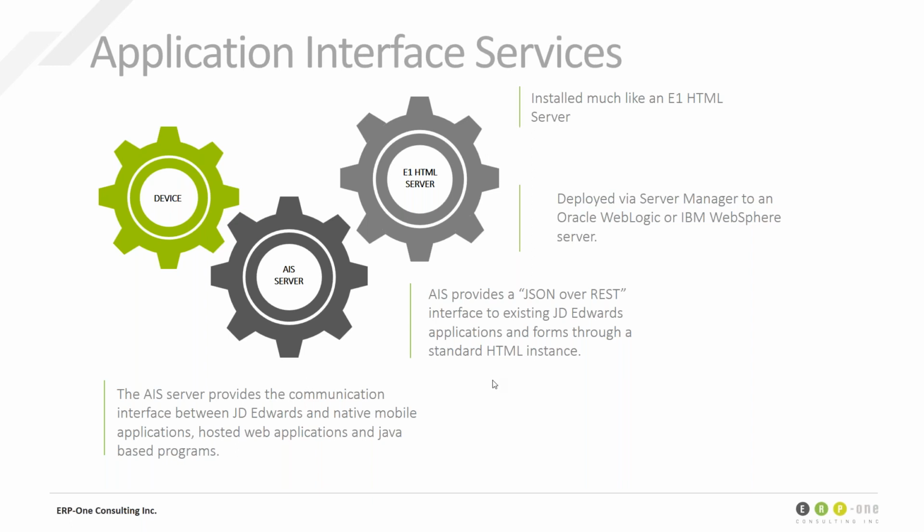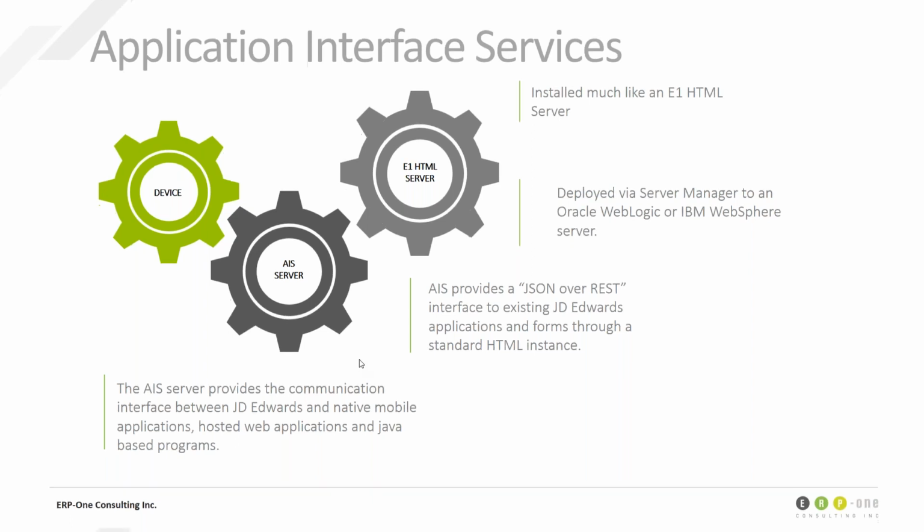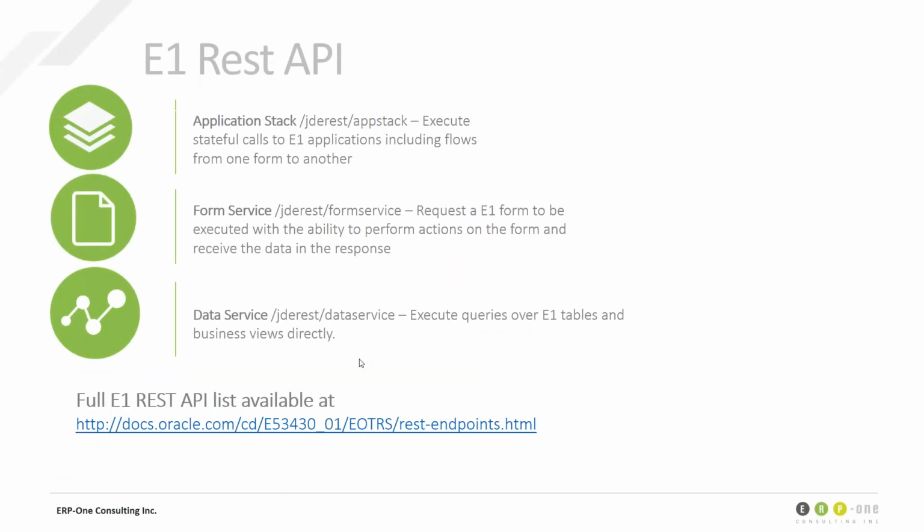As mentioned here, the AIS server is very easy to install. It's installed much like an existing E1 Jas HTML server. It's deployed through Server Manager, and it can be used on Oracle WebLogic or on IBM WebSphere. As always, just make sure through certifications that your version of WebLogic or WebSphere supports the version of AIS server that you're trying to run.